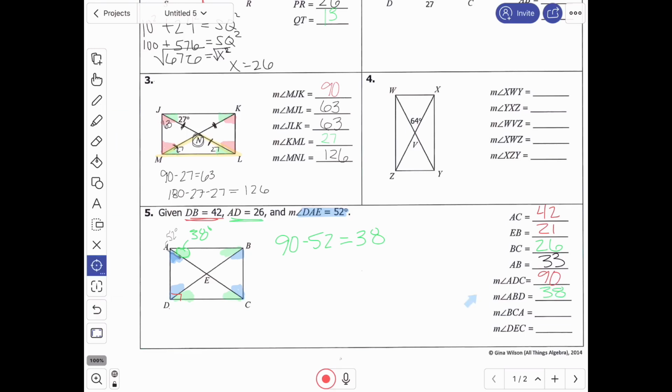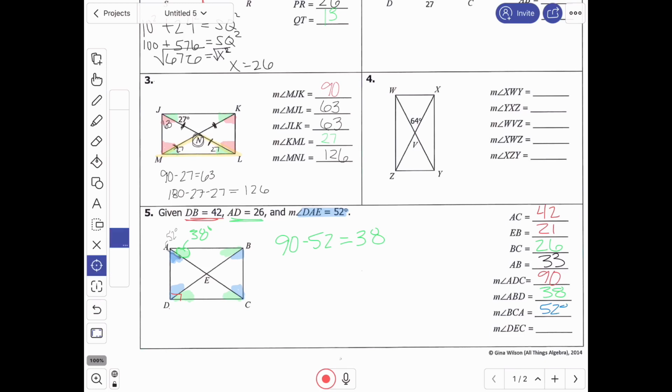Now I'm going to find angle BCA. So BCA is a blue angle. Hopefully you guys like the color coding. I think it helps me at least stay focused on what I'm trying to find. So the blue angle is 52. That was from the very beginning. So that means this angle is also 52 degrees.